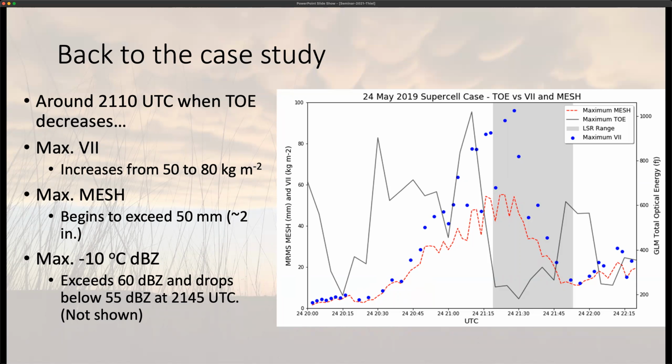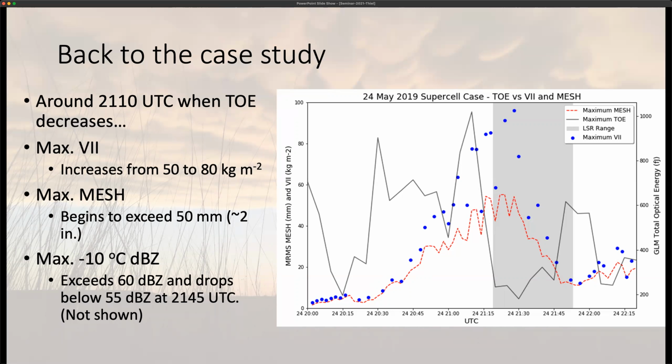And what we observe is that around 2110, when the total optical energy does decrease, we do see this increase in vertically integrated ice from about 50 kilograms per meter squared up to exceeding around 80 kilograms per meter squared. Then we see the mesh values continually increasing and exceeding nearly 2 inches at their peak.